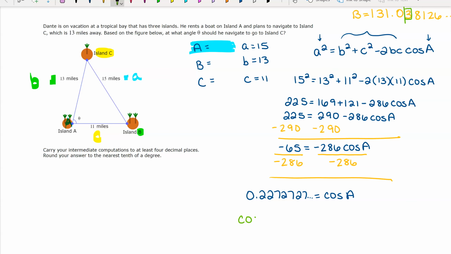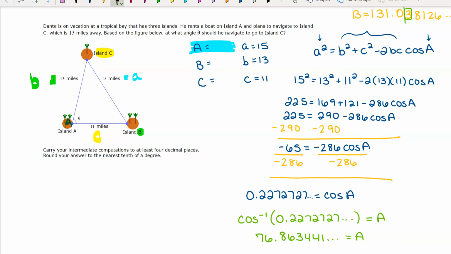So now to get A alone, we're going to use our cosine inverse button. So we're going to take the cosine inverse of 0.22727727 dot dot dot, and that will equal the size of angle A. So again, I'm going to hit cosine inverse, and I get 76.863441 stuff.